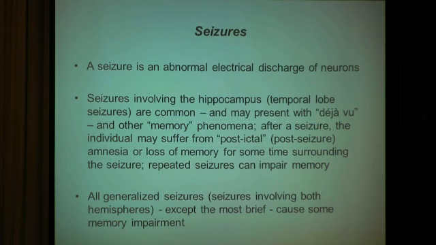And lastly, all generalized seizures. So what is a generalized seizure? A generalized seizure is one that involves both hemispheres of the brain. So this might be the closest thing I could think of that the lay public might have seen, on TV, when they show a grand mal seizure where a person shows the motor symptoms and unconsciousness and other things, what it looks like to the public. By the way, real seizures really don't look like the ones on TV, but that's beside the point. Okay. All generalized seizures, except the ones that are the briefest, all of them cause some memory impairment.